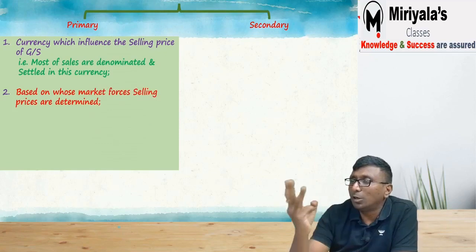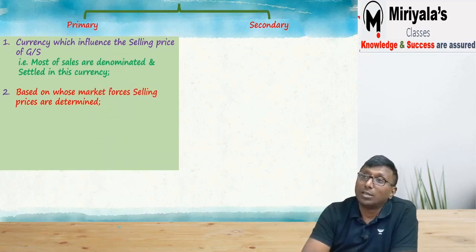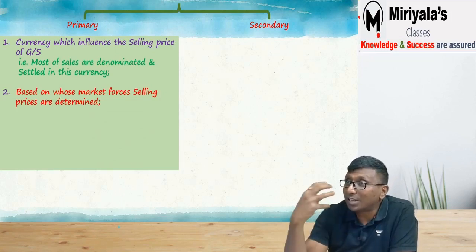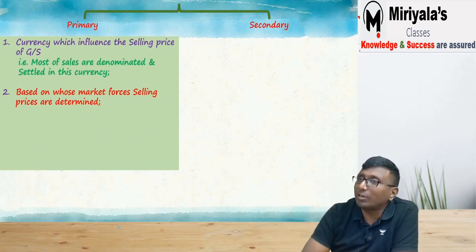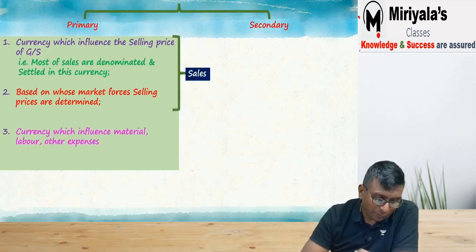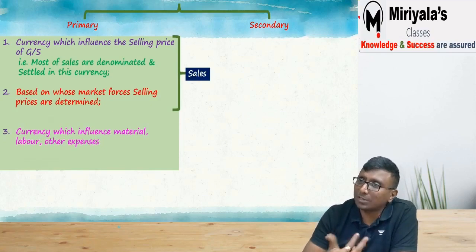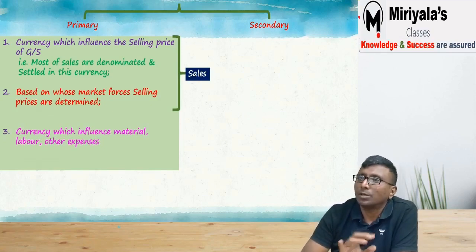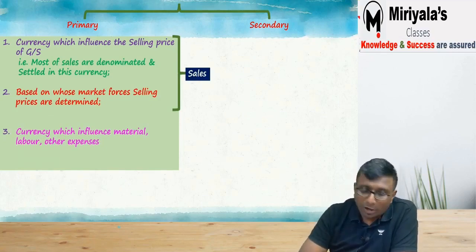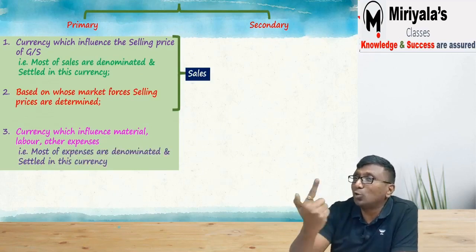The third one is with respect to expenses. Expenses are incurred majorly in which currency? Same sentence as above, but the earlier one related to selling price. This is the currency which influences material, labor and other expenses. Basically all expenses: purchases, labor and overheads. In one simple word, in which currency is your expenditure majorly incurred? That also gets you 1 mark.